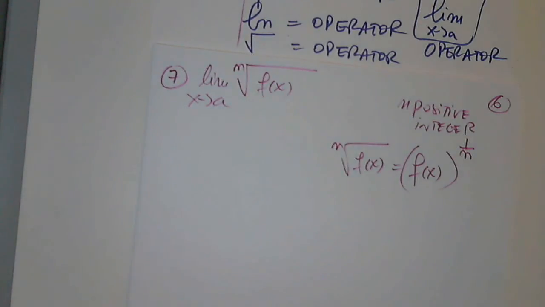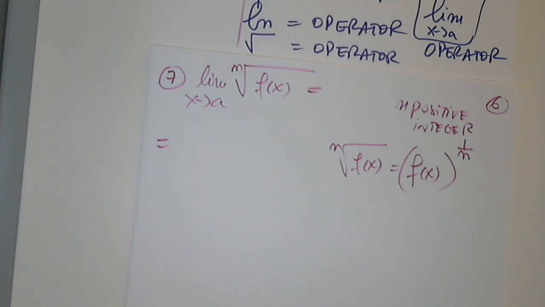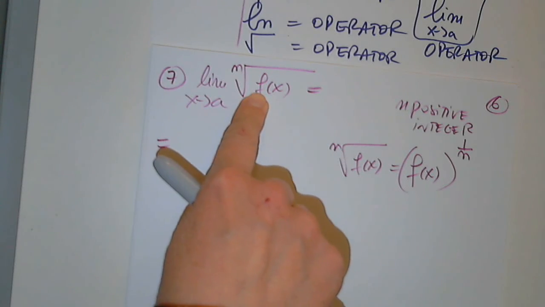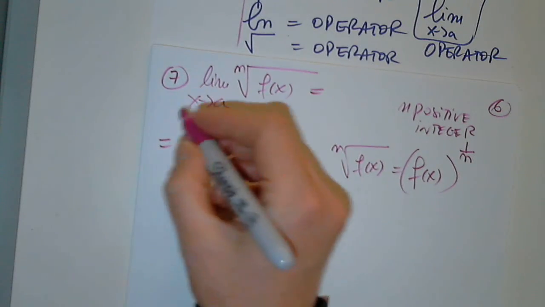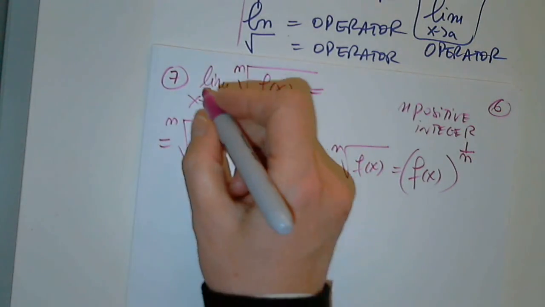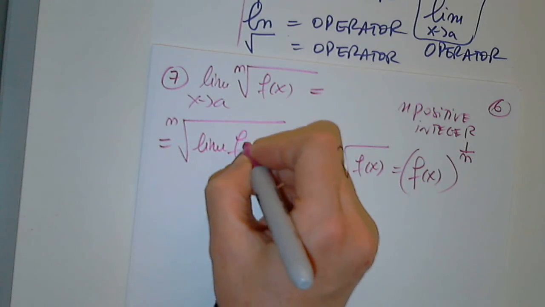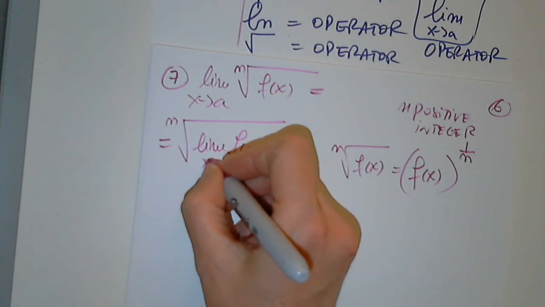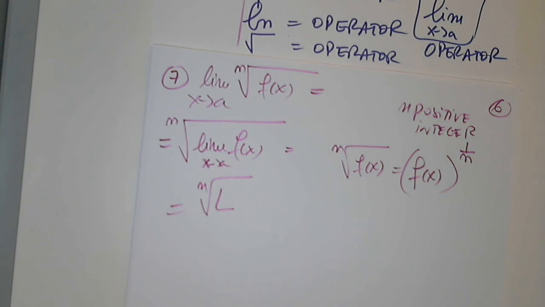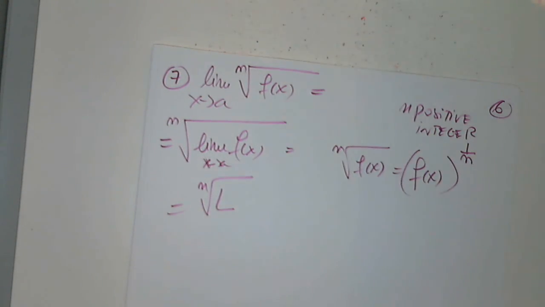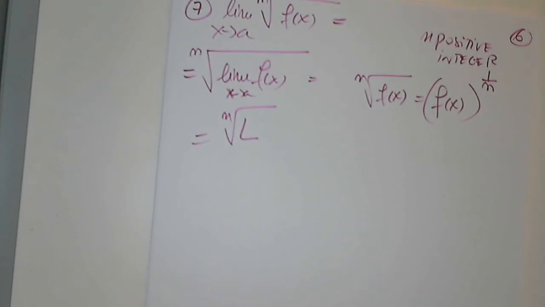So we're going to apply the same procedure, swapping of the operators, the operator nth root and the operator limit. So the nth root comes outside as an operator, and the limit goes inside. Limit of f of x as x approaches a. And of course, this will be the nth root of L. So that's why I wanted those together, so you remember them together. Power n or power 1 over n, the same procedure.